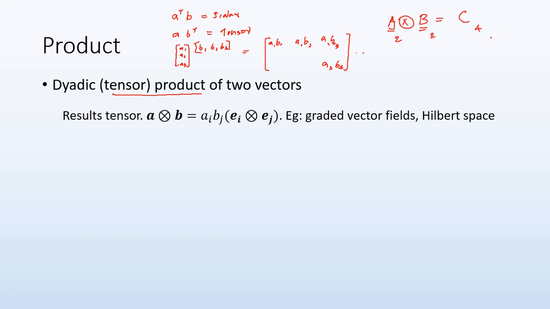You will come across many tensor products when you learn things in the Hilbert space, that is in quantum mechanics. Also, the graded vector fields are tensor products. We will see many tensor products in quantum mechanics also.